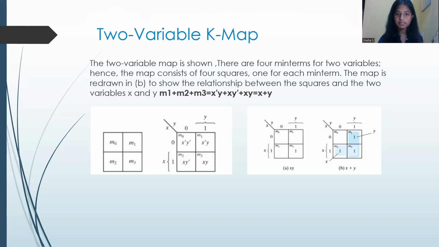Now the numbers are 0, 1, 0, 1. Whenever you have to represent 0, it will be x bar, y bar. For 1, it will be x bar, y. And for 2, it will be x, y bar. And for 3, it will be x, y. So when you are representing only x y, you will be putting a number 1 in the M3. And similarly, if you have to put x plus y, you'll be putting 1 in x and 1 in y.